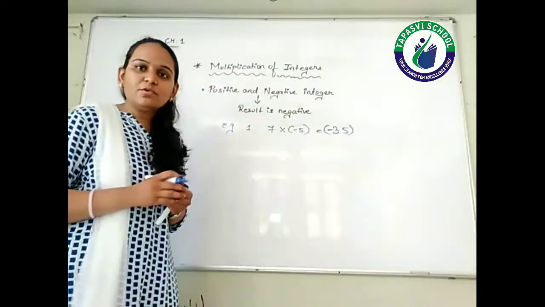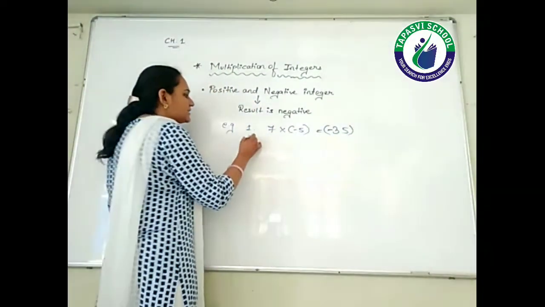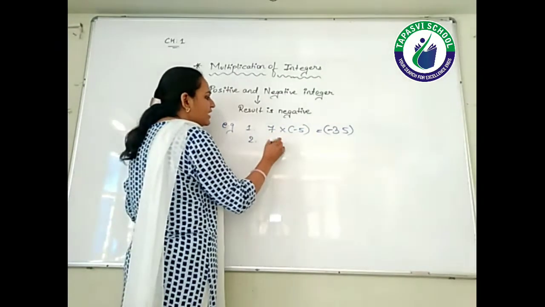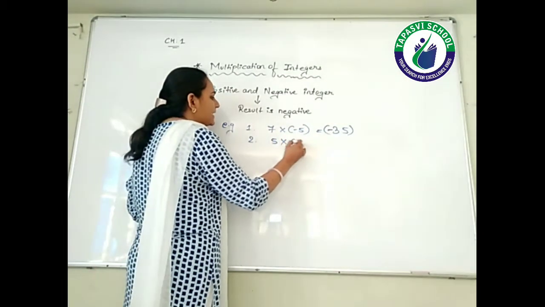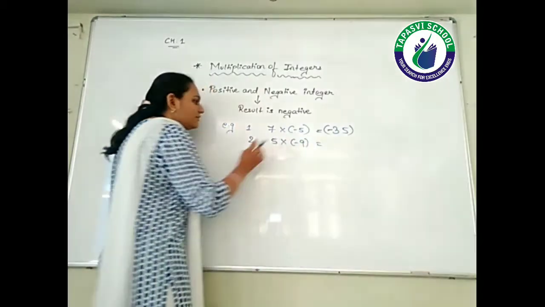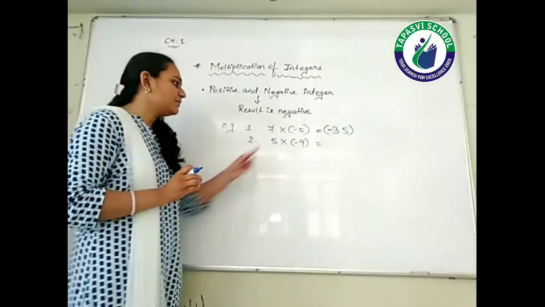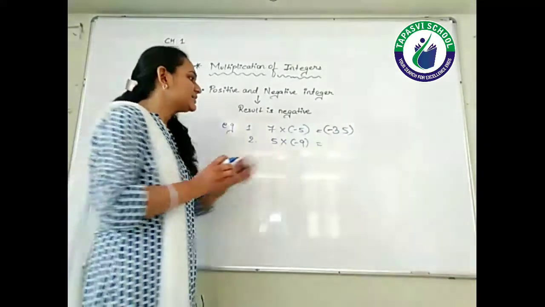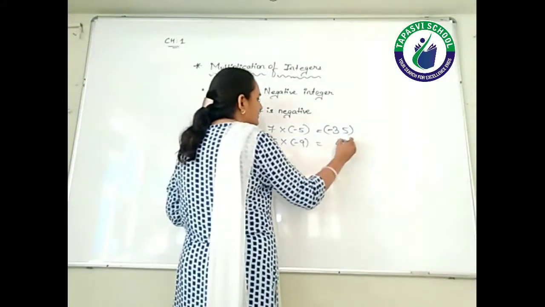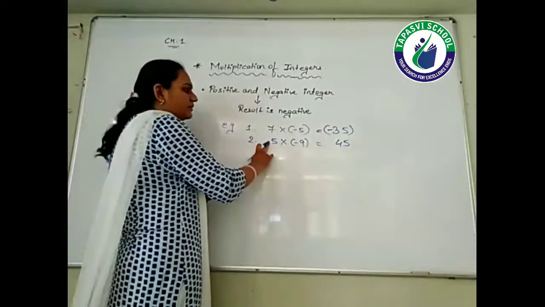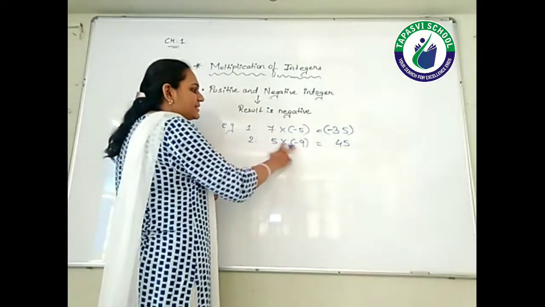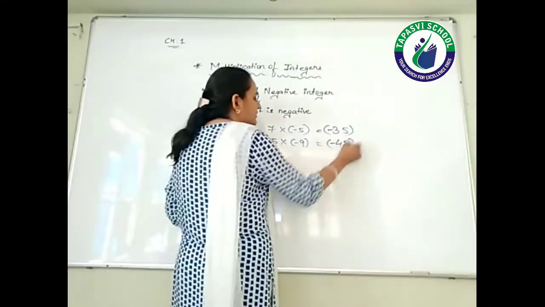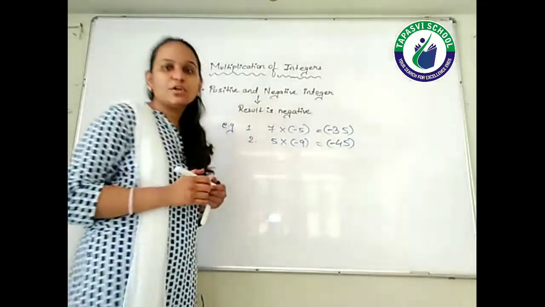Right? Let's take one more example. I'm going to change it. That means 5 multiplied by -9. Okay. So my 5 is positive and 9 is negative. So 5 nines are 45. And 5 is positive, 9 is negative. So plus minus gives minus. So the answer is -45.